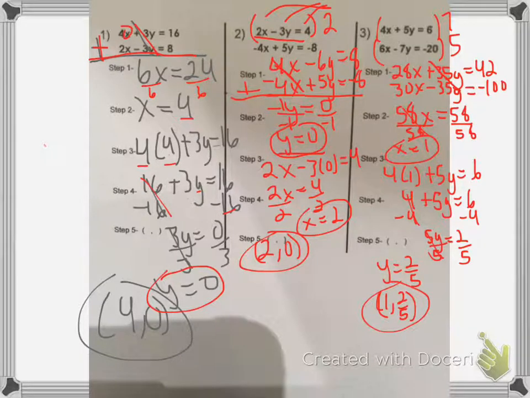Then I plug it into my first equation. 2x minus 3 times 0 equals 4. That cancels out with a 0, so I got 2x equals 4. Divide by 2, x equals 2. My ordered pair is 2, 0.